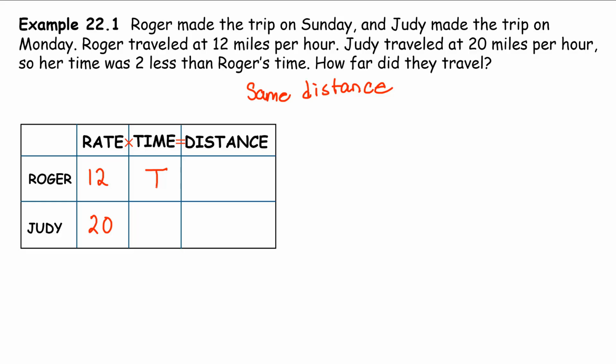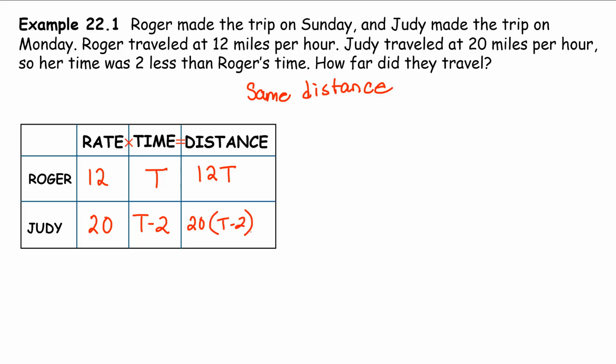So it tells us that her time was 2 less than Roger's time. So I'm calling Roger's time T, which means that Judy's time is T minus 2, because her time is 2 less than his time. All right, so now I'm going to use rate times time equals distance. 12 times T is Roger's distance, rate times time. Judy's distance is 20 times T minus 2.